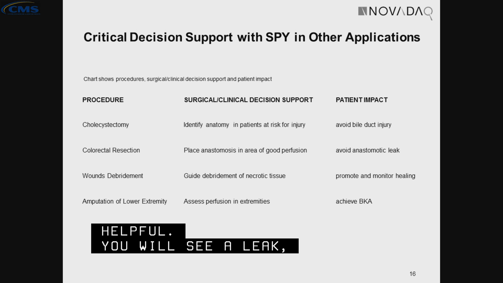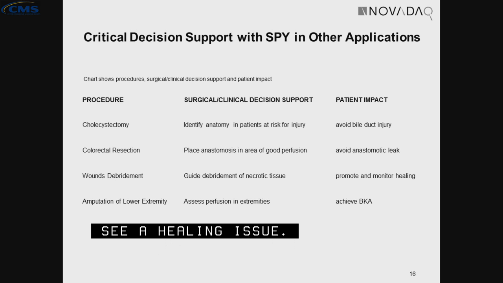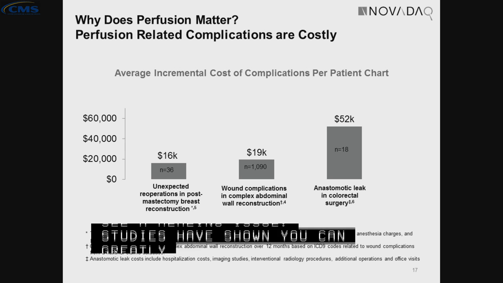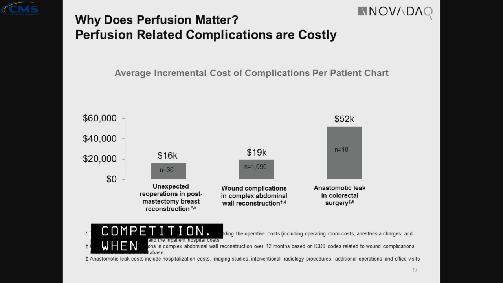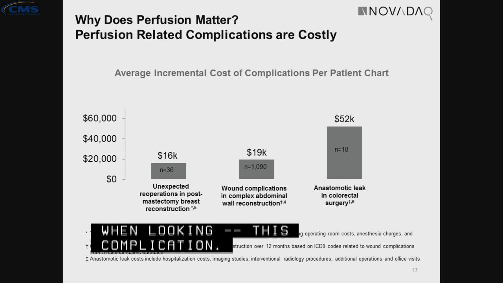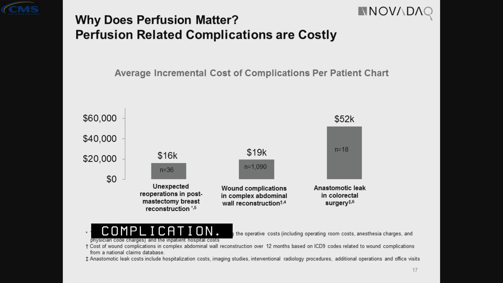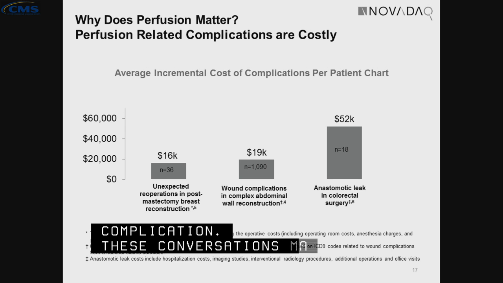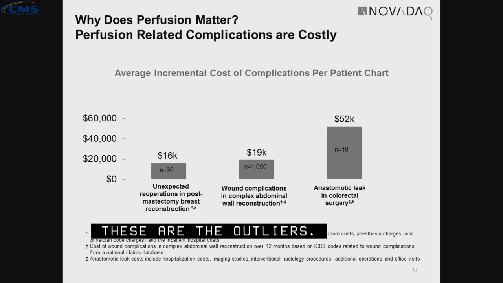And obviously in wounds and vascular applications where you're looking at blood supply, this is going to be very helpful. And these complications matter. These are the outliers. These are the patients who have a complication, and suddenly that average cost of a procedure shoots up because now they need more surgery and longer hospitalizations. So these are real dollars.